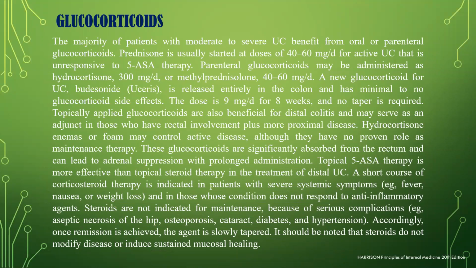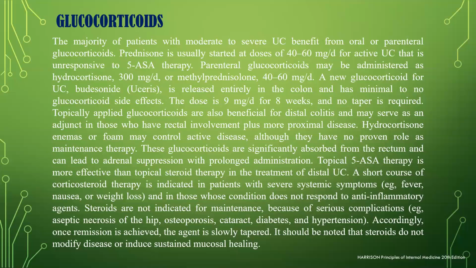Prednisone is usually started at doses of 40 to 60 mg per day for active ulcerative colitis that is unresponsive to salicylate therapy. Parenteral glucocorticosteroids may be administered as hydrocortisone or methylprednisolone. A newer glucocorticosteroid for ulcerative colitis, budesonide, is released entirely in the colon and has minimal systemic glucocorticoid side effects. The dose is 9 mg per day for 8 weeks and no taper is required.